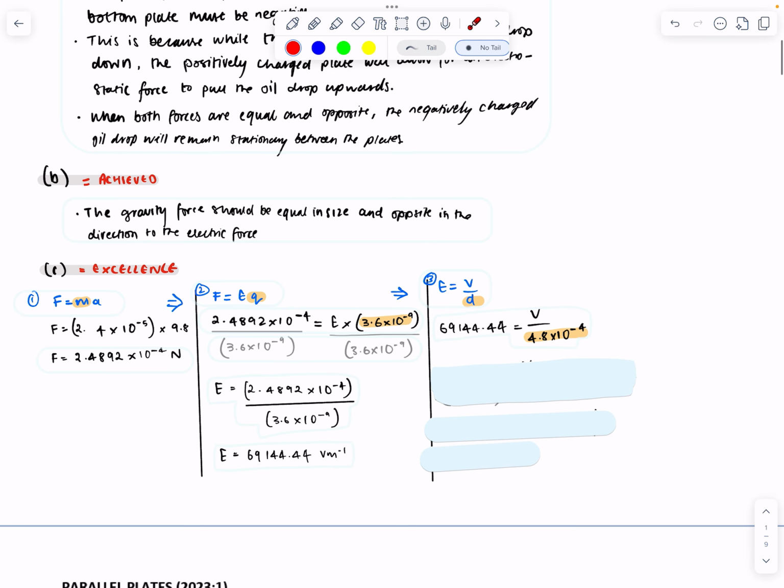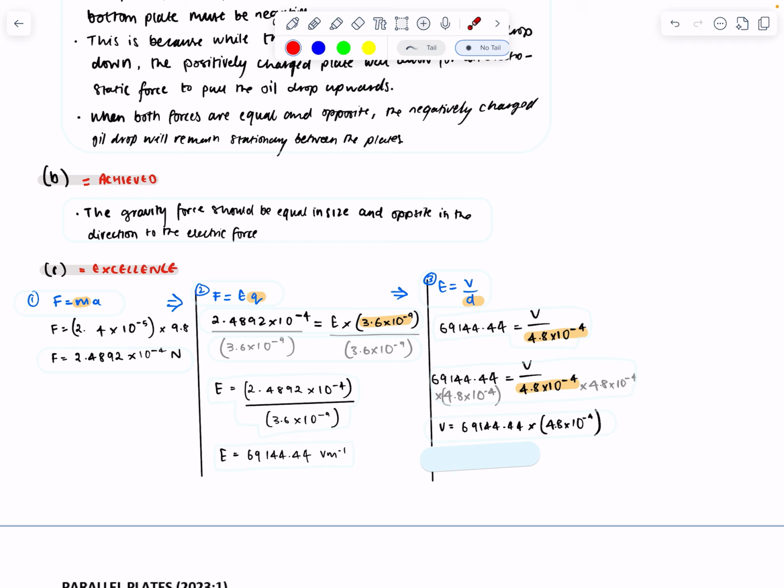And so, time to rearrange this to get voltage. Currently, voltage is attached to divide 4.8 times 10 to the power of negative 4. So to get rid of divide by, we multiply, okay? Because the opposite of divide is multiply. By multiplying both sides by 4.8 times 10 to the power of negative 4, I'm left with V equals this equation over here, okay? This part over here I've rewritten down here.